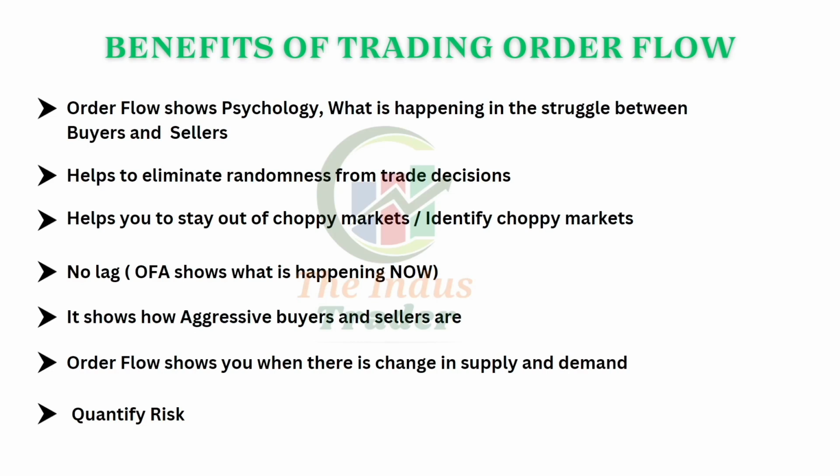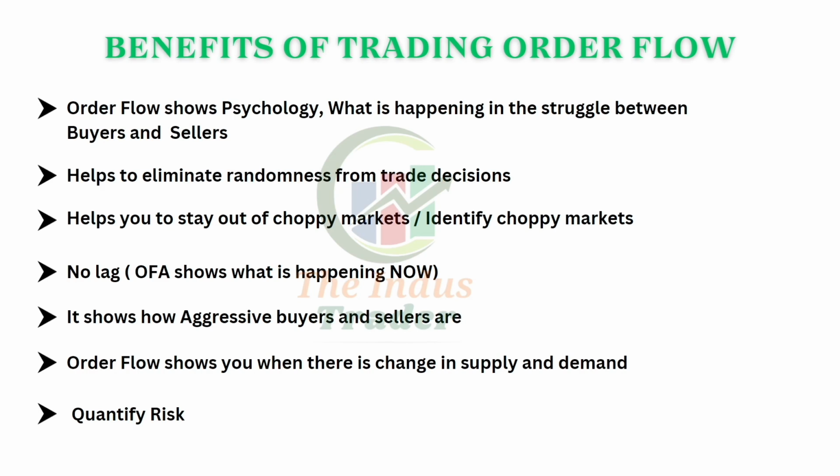If the fight is going on in the present CMP, the current market price candle, then you can see who is strong there, who is weak, and what's going on in that candle. You can watch and decode that at the present time. There is no lag in that. So this is also one of the biggest benefits of using order flow. Now coming to the next point, it shows how aggressive buyers and sellers are. I already showed you on the chart as well. You can see how aggressive buyers and sellers are.